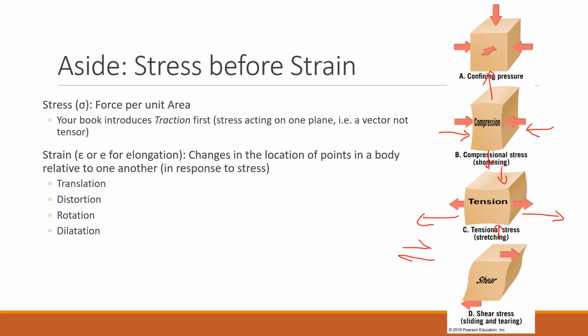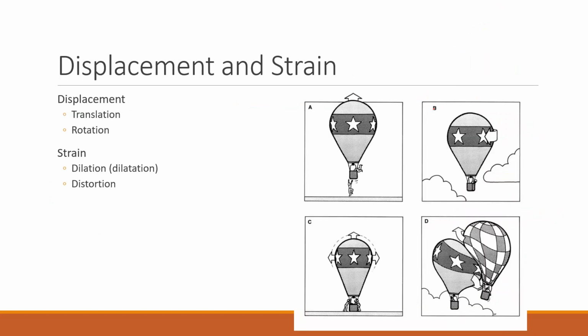So the responses to our stresses, so these are the stresses. The responses to the stresses are on the next page, so these are strains, displacements and strains. So displacement is simply moving points within without changing their relative position to each other. So translation is just sliding. So translation is we are just going to move things without changing the shape. We are simply sliding our points all in the same direction.